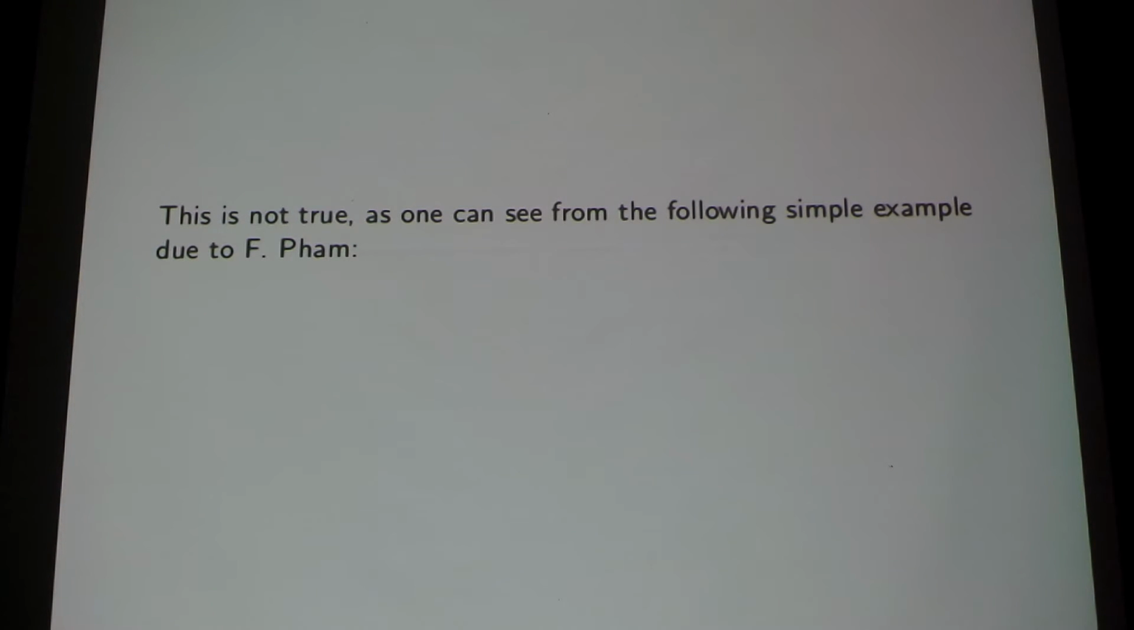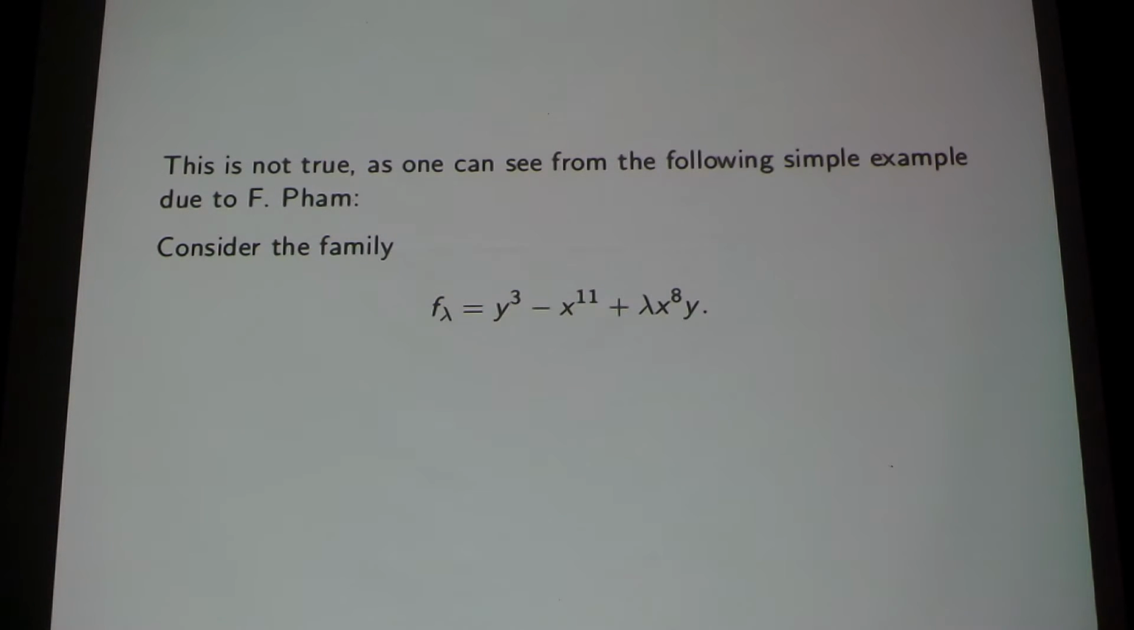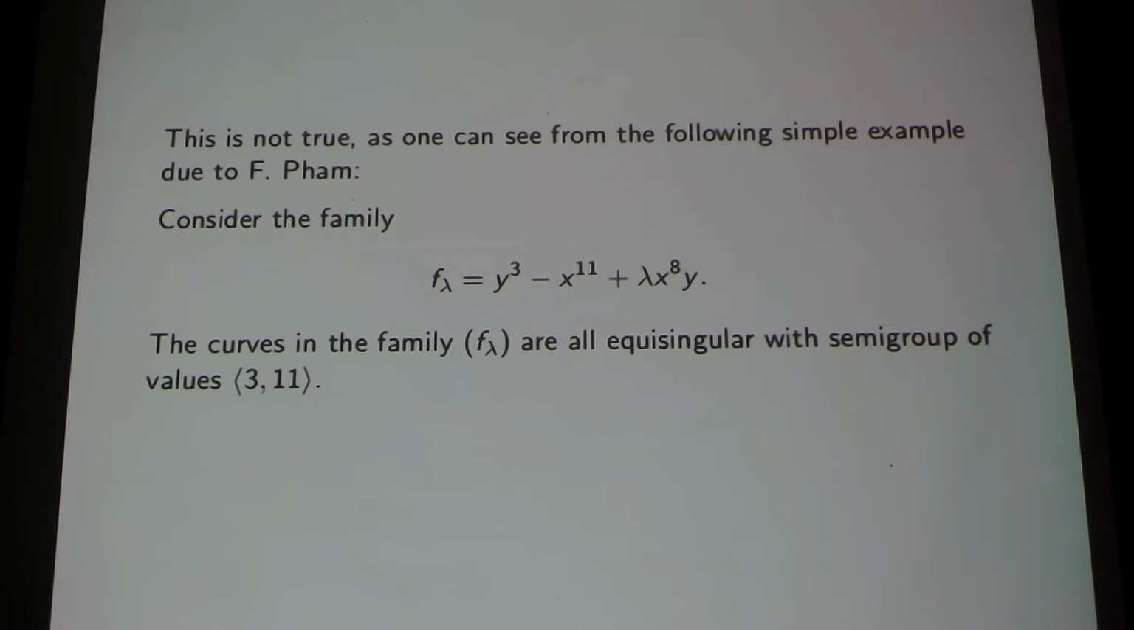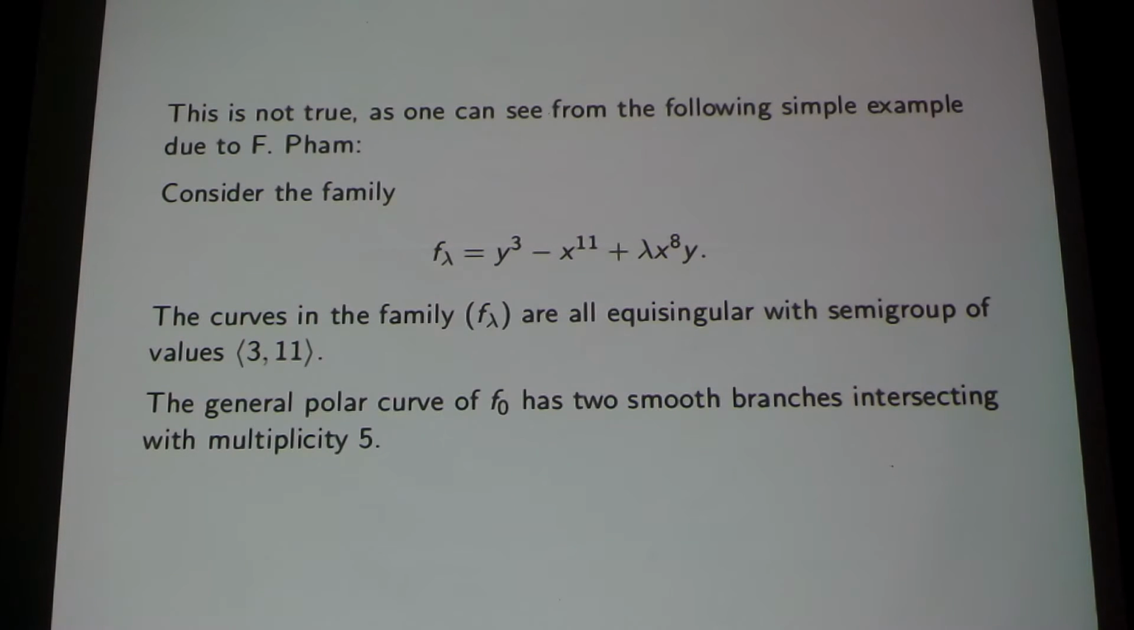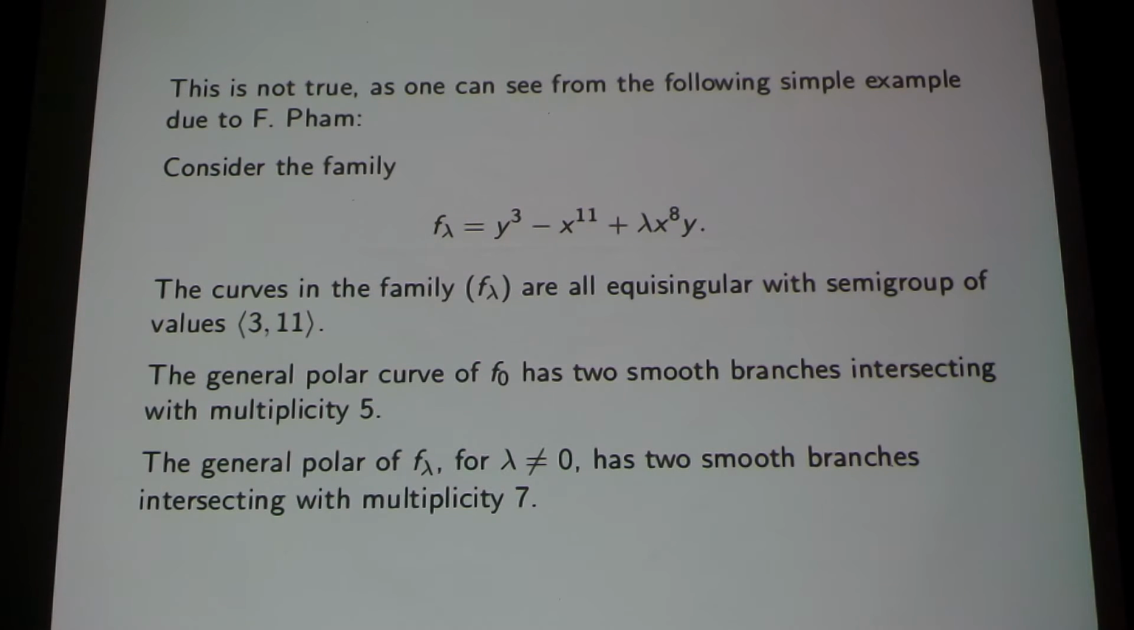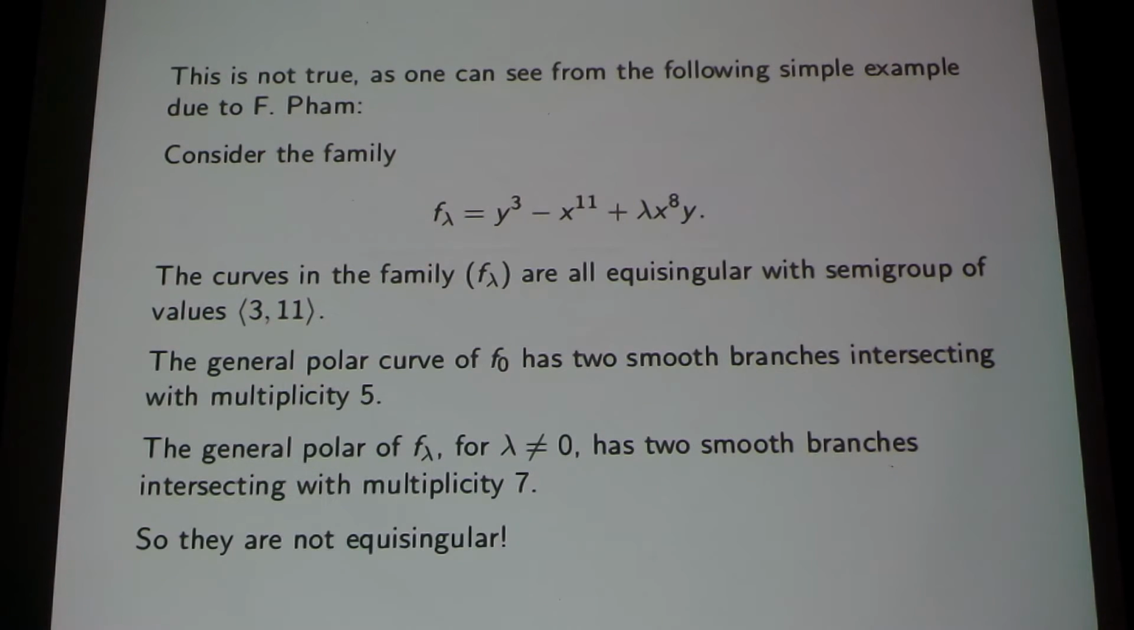This is the favorite example of everybody, the simplest one. We consider the family f_lambda of curves defined by y^3 minus x^11 plus lambda x^8 y. These curves are all equisingular, with semigroup of values given by 3 and 11, the minimal generators. The general polar curve of f_0 has two smooth branches intersecting with multiplicity 5, while the general polar of f_lambda, for lambda different from 0, has two smooth branches intersecting with multiplicity 7. So they are not equisingular.